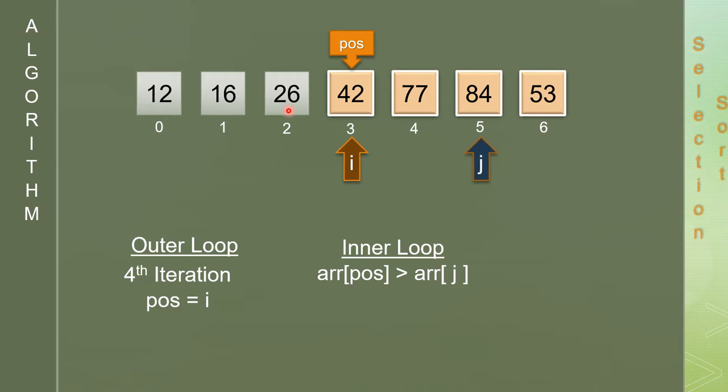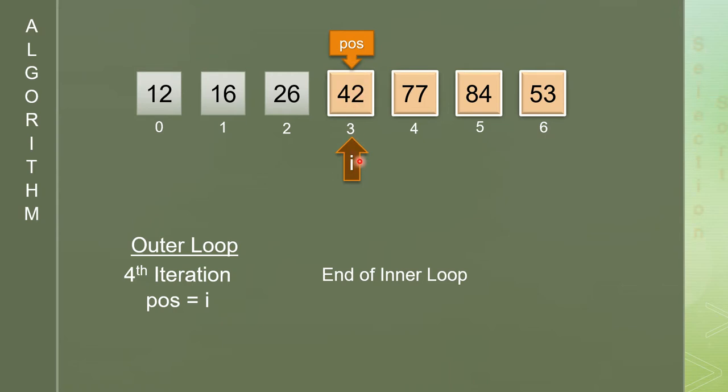So is 42 greater than 84? No, again it is false. So it moves on to the next one. Is 42 greater than 53? Again it is false. So what happens here? There is no change. After the completion of the inner loop, you can see that the position value and I value are in the same position. So if we swap also, it does not have any effect.